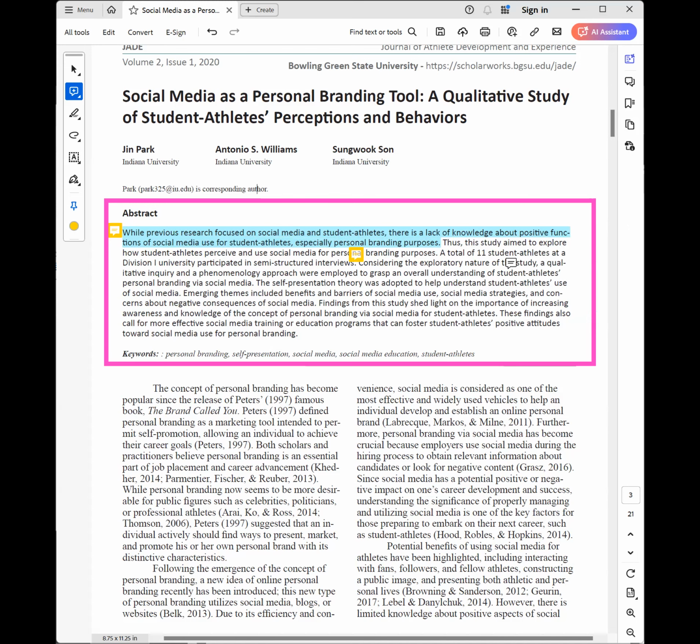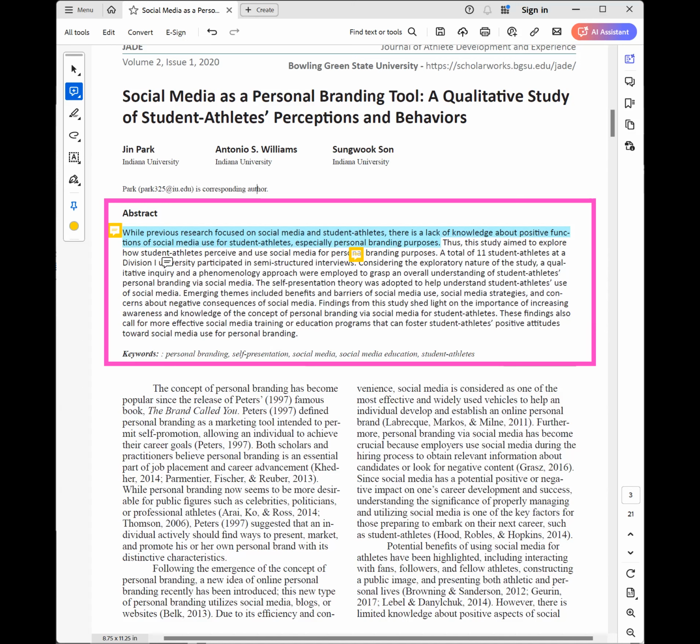Considering the exploratory nature of the study, a qualitative inquiry and a phenomenology approach were employed to grasp an overall understanding of student athletes' personal branding via social media. So what they did was, they did semi-structured interviews, and with that, they asked the participants, the 11 student athletes, some questions, but they weren't always all the same questions. Sometimes the answers would lead them to new questions that weren't necessarily on the original list. That's semi-structured. Then they also had a qualitative inquiry. So they focus on stories and words and responses.